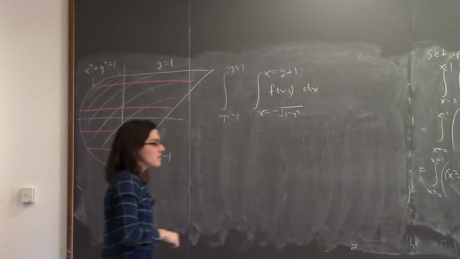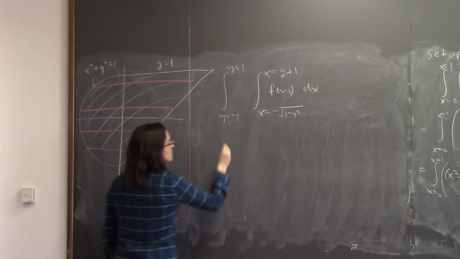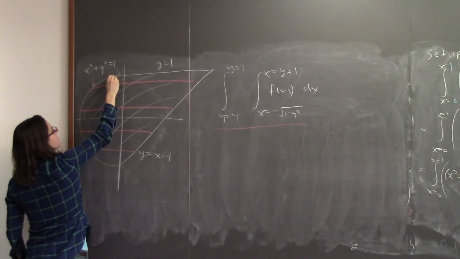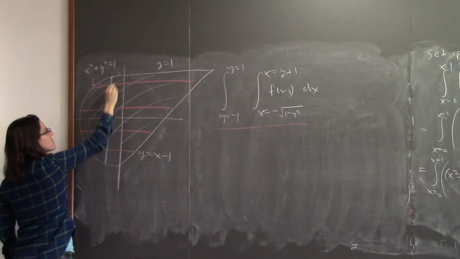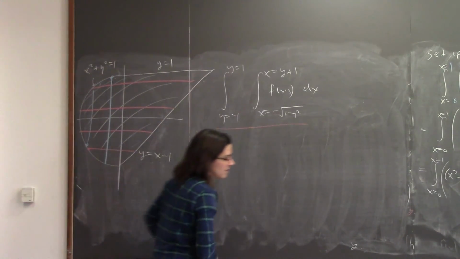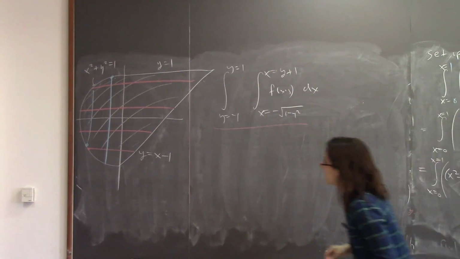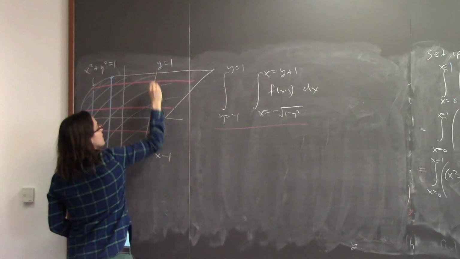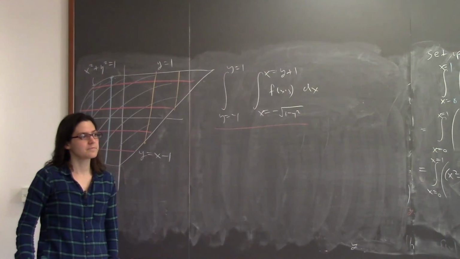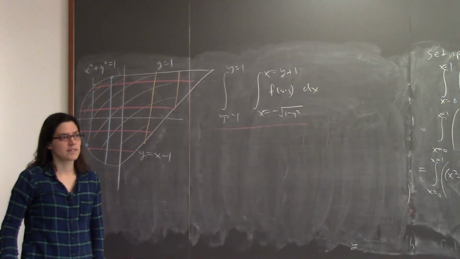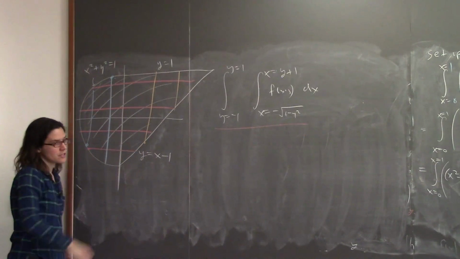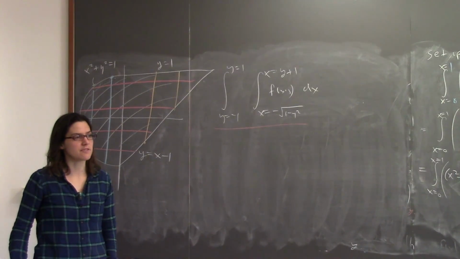But suppose you wanted to go in the other order, you'd have to have multiple bits. Because if we went on the left side of the y-axis here, we go from circle to circle, circle to circle. But on the right side, we go from line to line. So we'd have to set up two different integrals. So if your function is easy to integrate, pick whichever order makes one region. Maybe that makes your life easier.